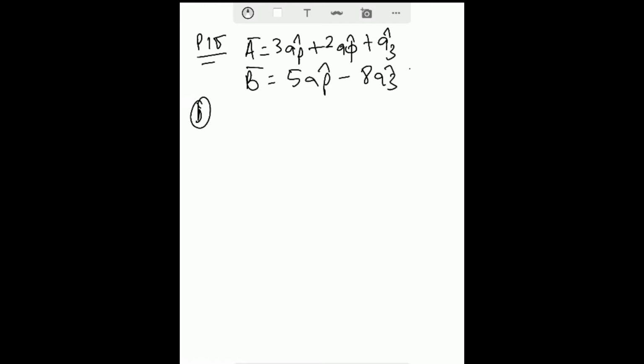Part B is A dot B, which, as we did in the previous question, we just multiply the magnitudes of the same unit vectors, and if the two unit vectors are different, then the product will be 0. So a_rho dot a_rho is 1, so 3 multiplied by 5 is 15. a_phi dot a_phi is 0 here, and a_z dot a_z gives minus 8, so the answer will be 7.